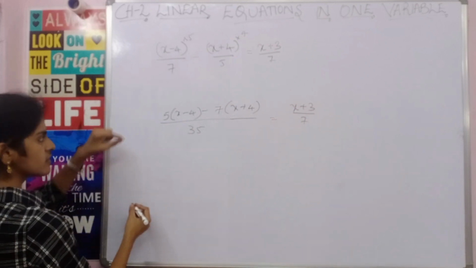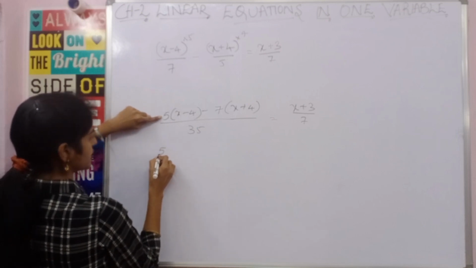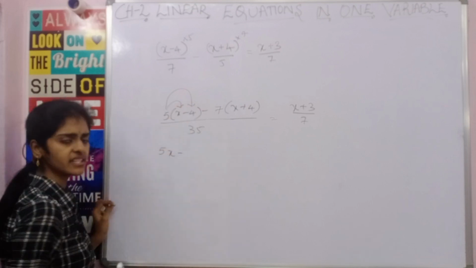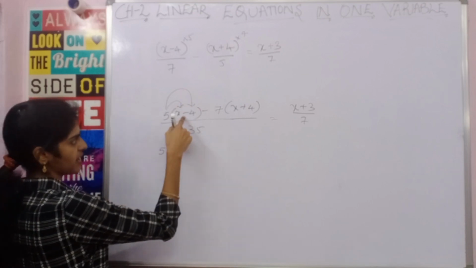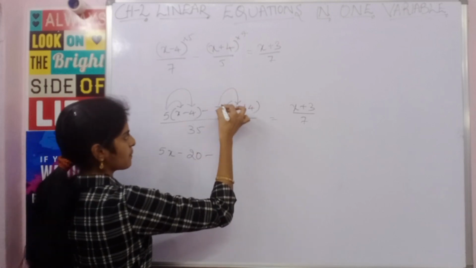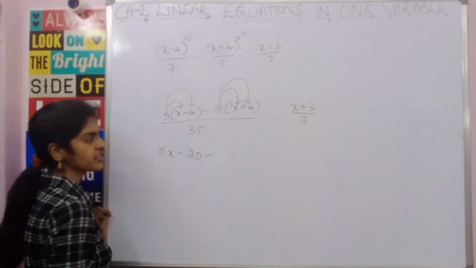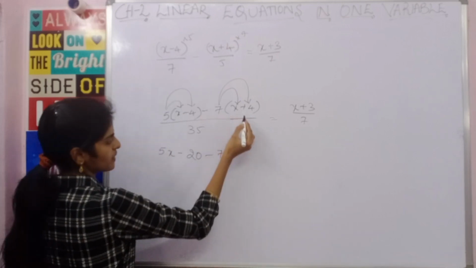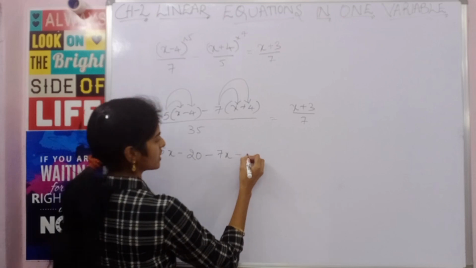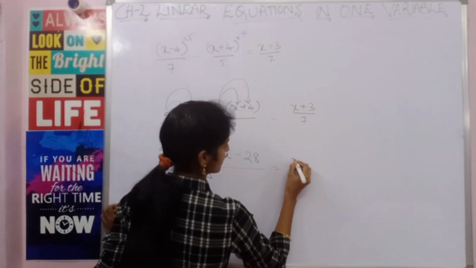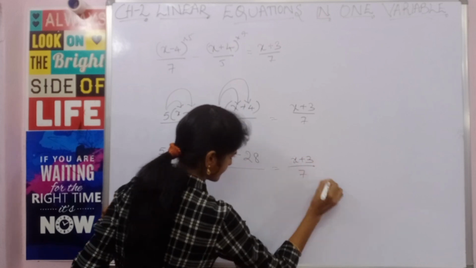Okay, now solving this numerator, it is 5 into x minus, this 5 multiplies to both these numbers. So it is 5 into x minus 5 into 4 is 20. Similarly here also, 7 multiplies with x and 7 multiplies with 4. So 7 into x is 7x, minus into plus is minus, 7 into 4 is 28, divided by 35 is equal to x plus 3 by 7.